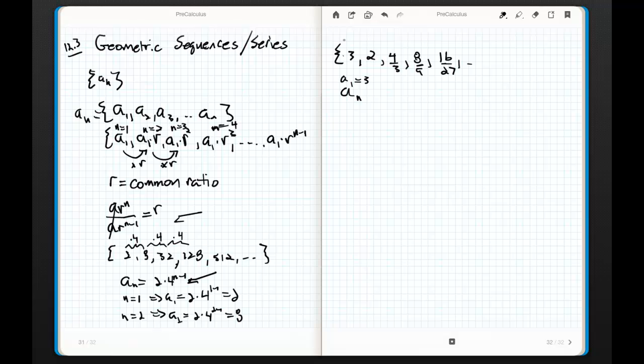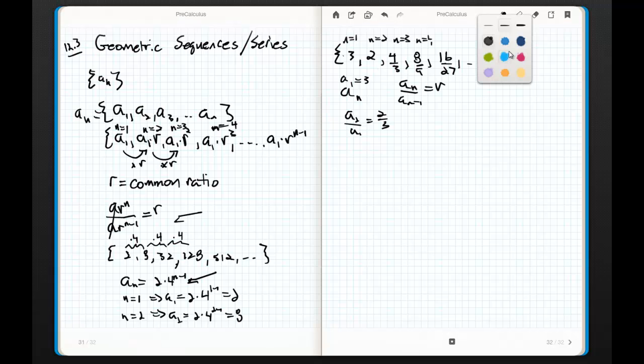Well, remember, this is when n equals 1, this is when n equals 2, n equals 3, n equals 4. Now, let's play. Remember, if I divide any term by the one immediately before it, I better get r. A sub n divided by A sub n minus 1 always equals r, the common ratio. So if I take the first two terms, A sub 2 divided by A sub 1 equals 2 divided by 3. And we can check to see if that's accurate all the way through. We don't actually have to divide all of them because they're fractions and they're awful.